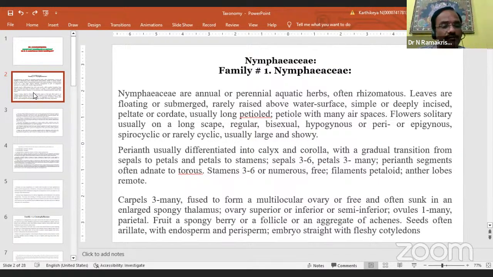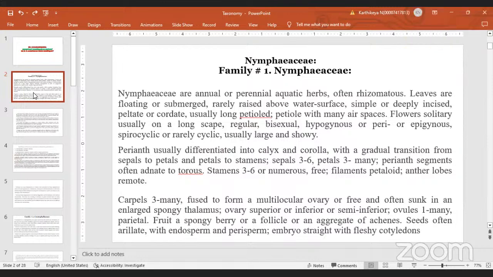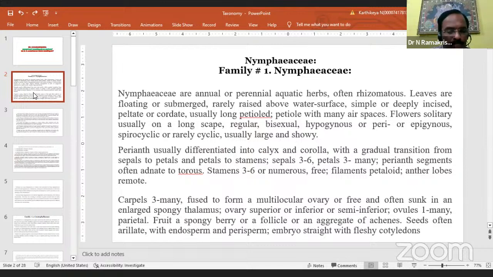What are the characters of meristematic tissues? The first one: the cells are in general thin walled. Is it clear? Yes, sir. The second point: the cell wall is made up of cellulose. The cells may be round, oval, polygonal, or rectangular in shape. The cells are closely arranged without intercellular spaces, since these are all young cells. That's why there are no intercellular spaces.